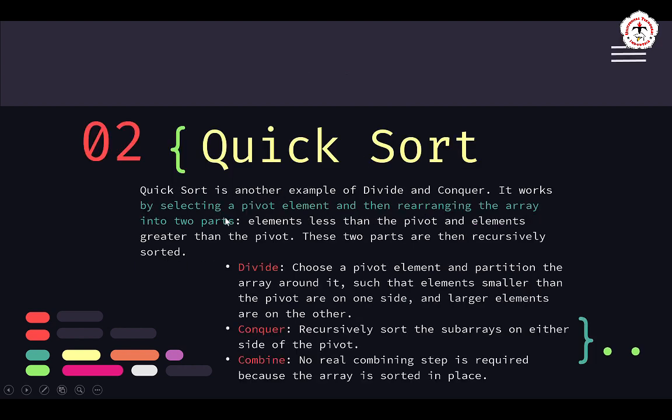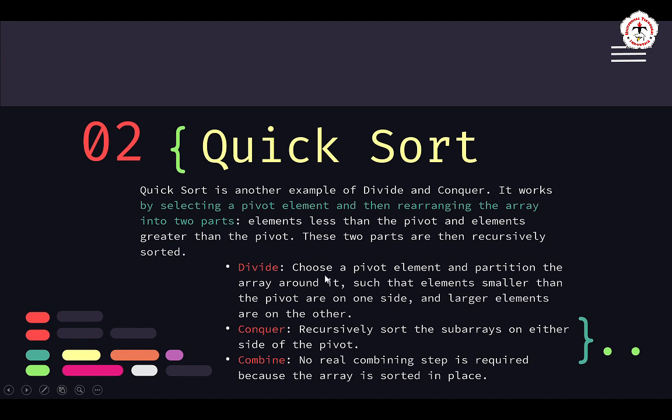Quick sort. Quick sort is another example of divide and conquer. It works by selecting a pivot element and then rearranging the array into two parts, elements less than the pivot and elements greater than the pivot. These two parts are then recursively sorted.